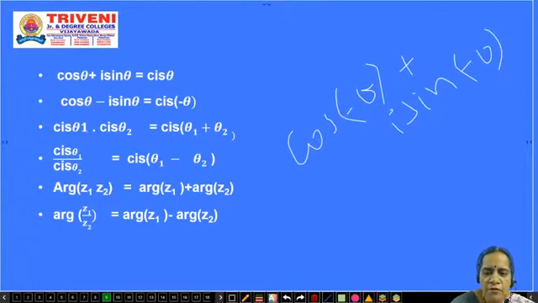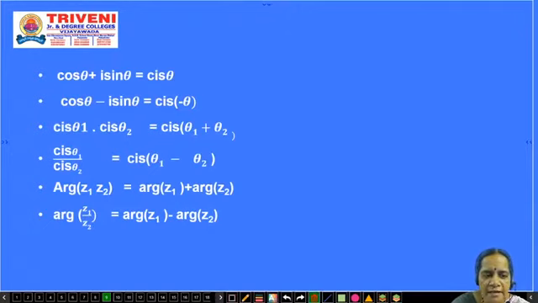All of you know the trigonometry values: cos of minus theta is equal to cos theta, but sin of minus theta is equal to minus sin theta. Instead of plus, we have to write minus here. Cos of minus theta is equal to cos theta, sin of minus theta is equal to minus sin theta. That's why I am writing cis of minus theta.